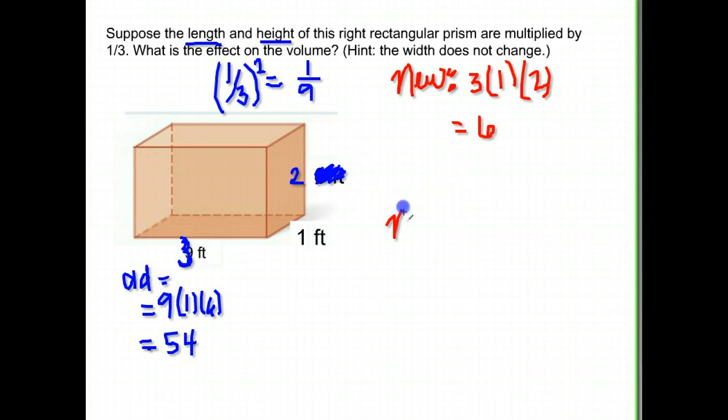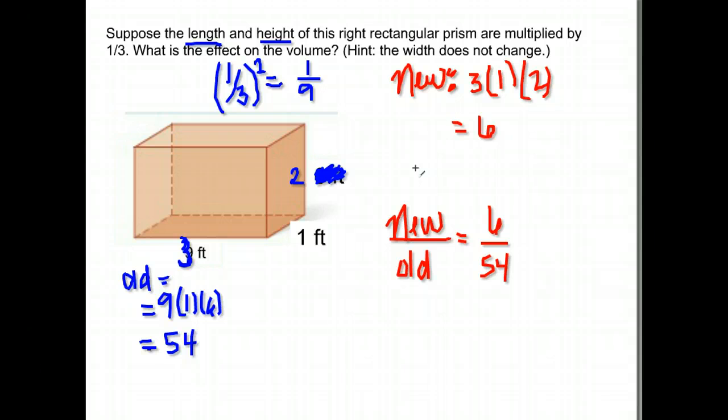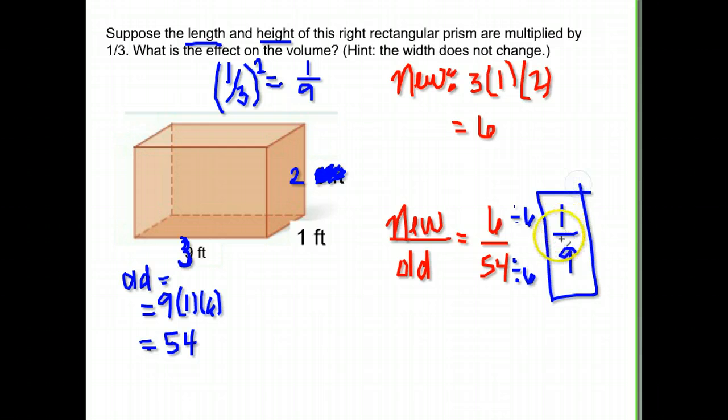To find the effect, we take the new and divide it by the old. The new one was 6, and the old one was 54. If we can reduce the fraction, we want to reduce it. If you divide, you're going to get a decimal: 6 divided by 54 is 0.1111. So let's just reduce the fraction. 6 goes into 6 one time. 6 goes into 54 9 times. So the reduced fraction is 1/9. So what's the effect? It's 1/9 the original size, which is what I predicted using just the observations we talked about.